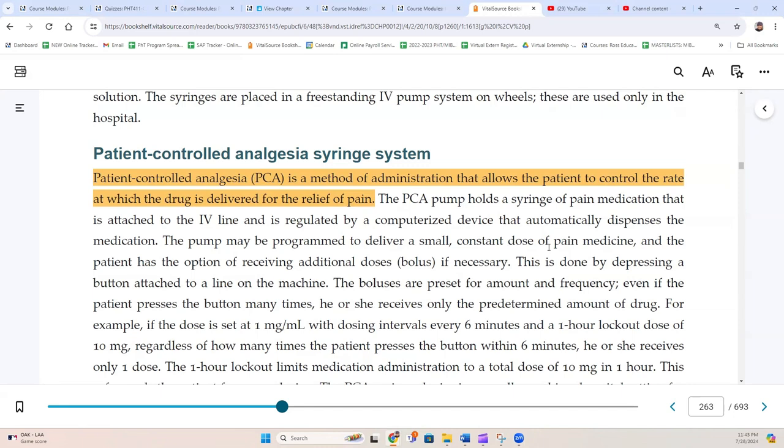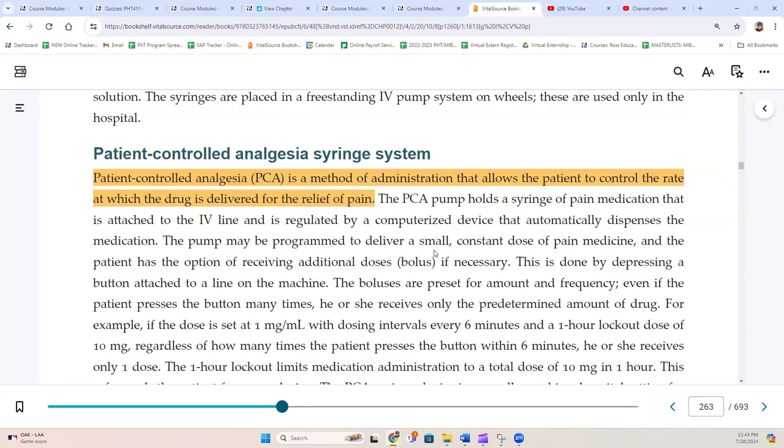This is done by depressing a button attached to a line on the machine. The boluses are preset for amount and frequency. Even if the patient presses the button many times, he or she receives only the predetermined amount of drug.